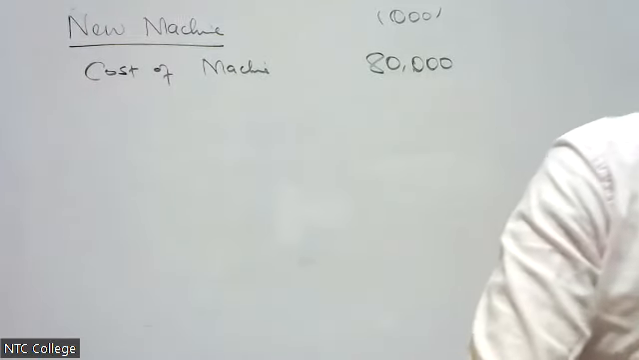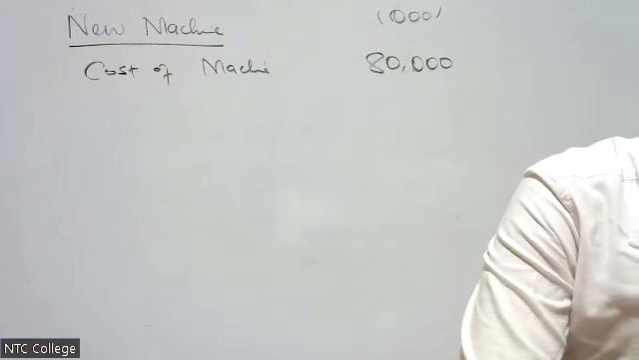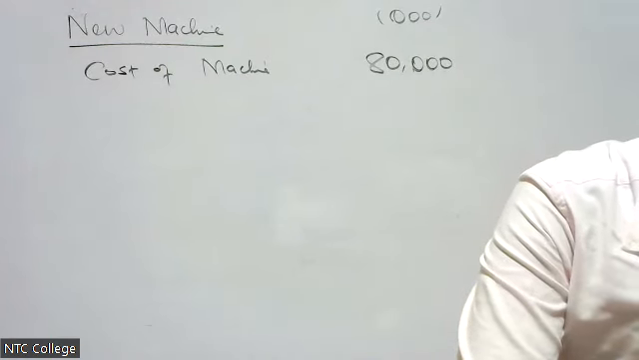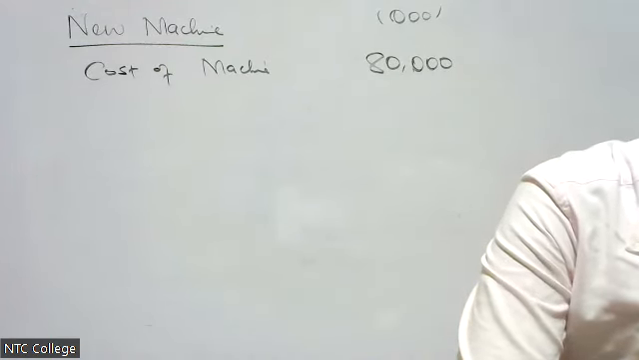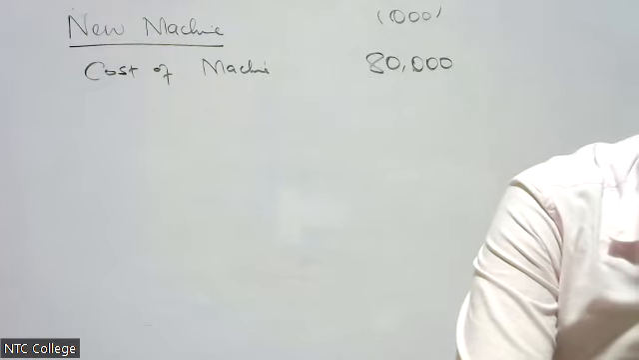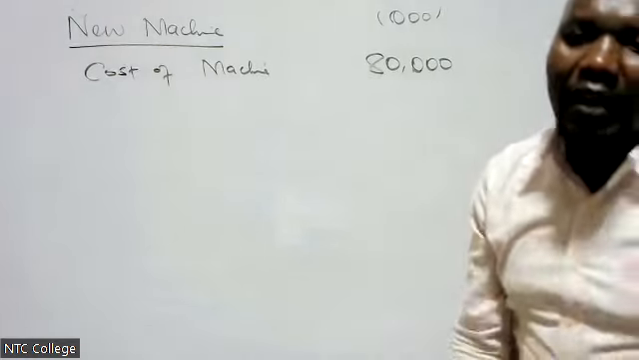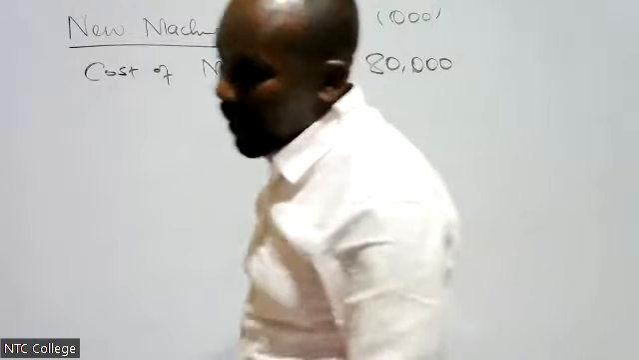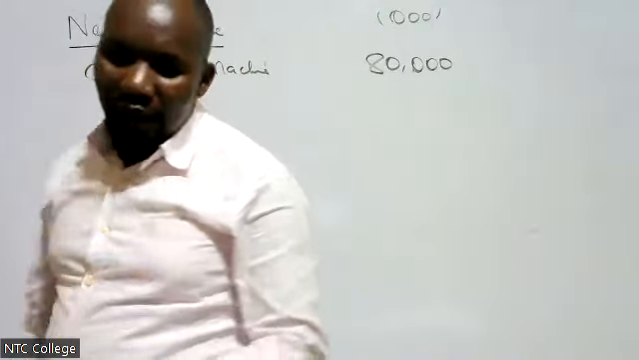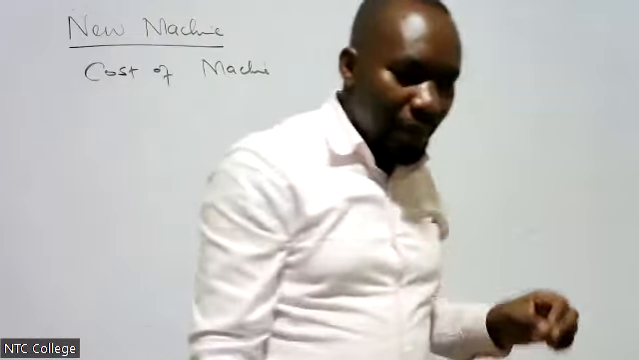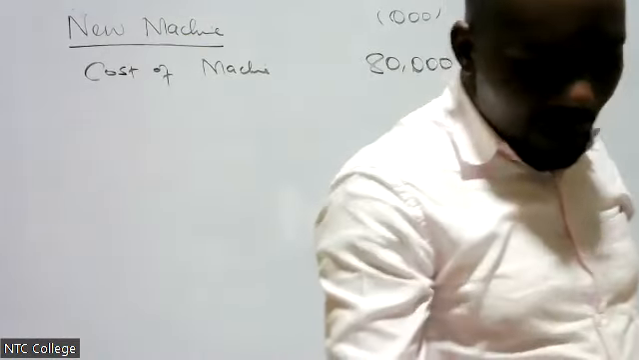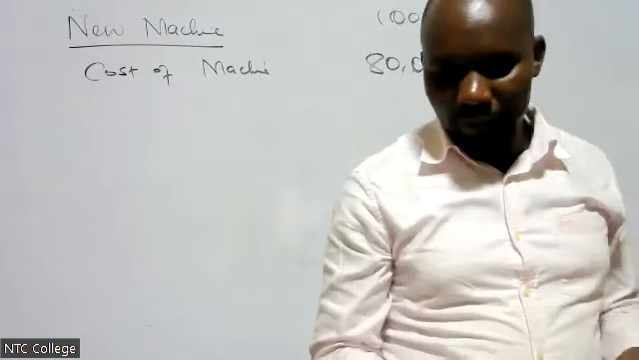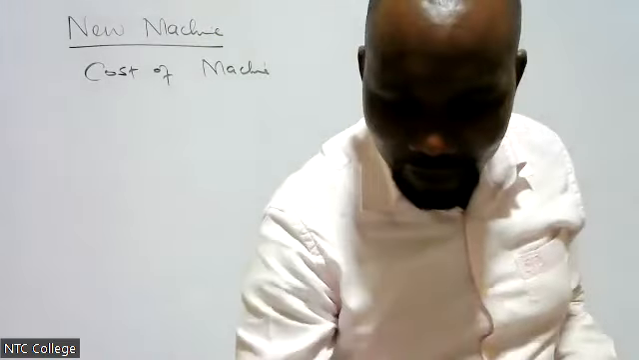We are saying that the operation of the new machine will also require an immediate investment of 80 million in working capital. You know working capital, where will it appear? There are two areas where working capital will appear. Where and where? Where do we find the working capital?